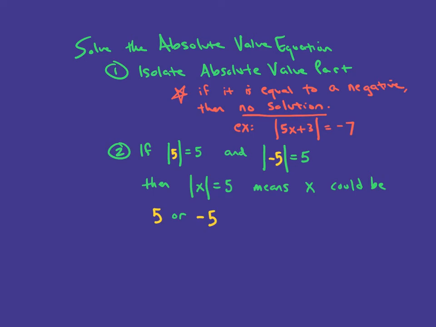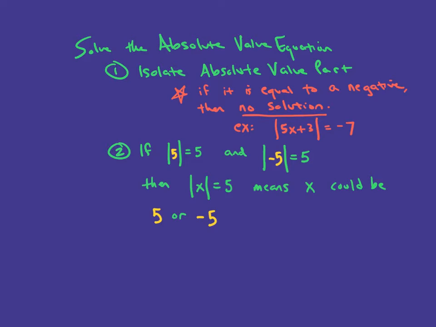Section 7.10, solve the absolute value equation. Number one, isolate the absolute value part. And a little note on that: if the absolute value part is equal to a negative, then your answer is going to be no solution.